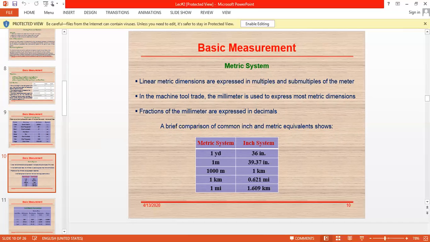For example, in the metric system, 1 yard, and in inch, 1 yard is equal to 36 inch. Metric system, 1 meter, and in inch, 39.37. 1000 meter is equal to 1 kilometer. 1 kilometer is 0.621 mile, and 1 mile is equal to 1.609 km.